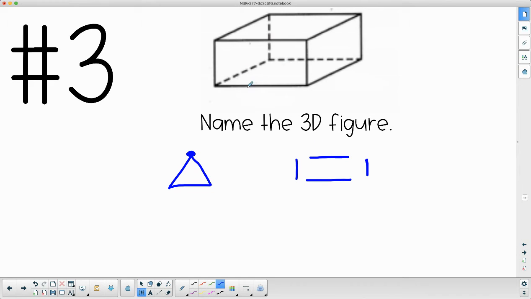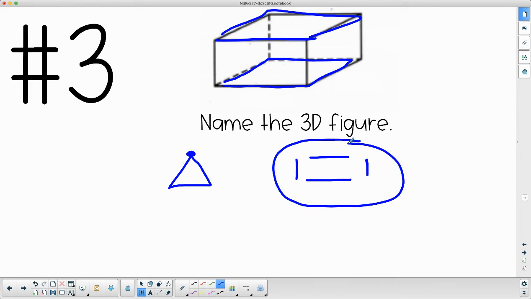So we can see here, I've got a base on the bottom, and that same base is also on the top here. So we know we have a prism, but it's not just a prism. Now we need to identify what shape it's sitting on. So look at this shape, decide what shape it is, and then add prism to the end of that.